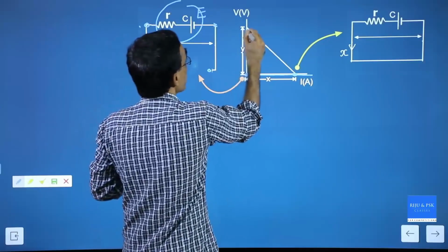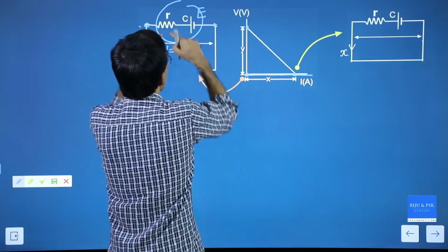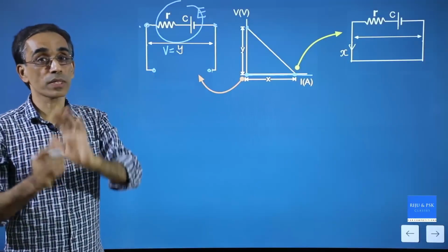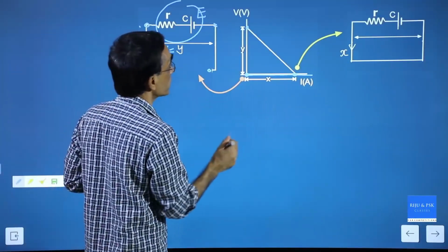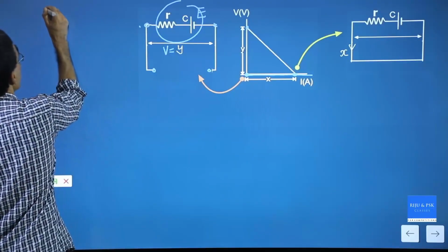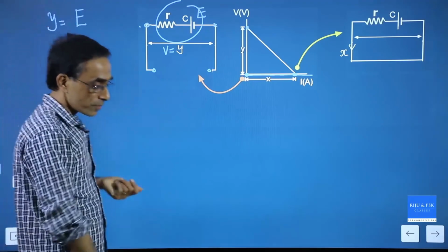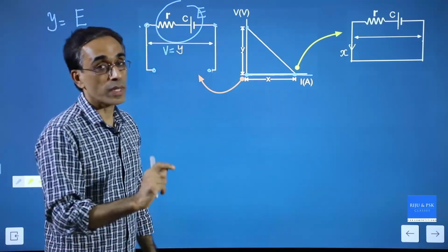So the Y-intercept here is the terminal voltage in open circuit. What is terminal voltage in open circuit? That is EMF. So I know that Y is equal to EMF. Children, did you understand?